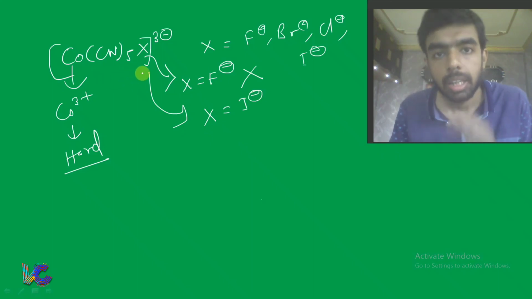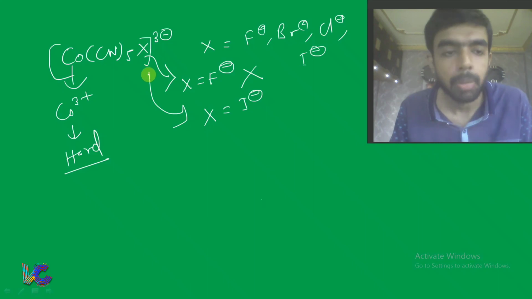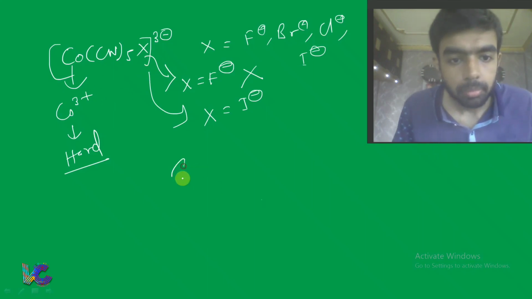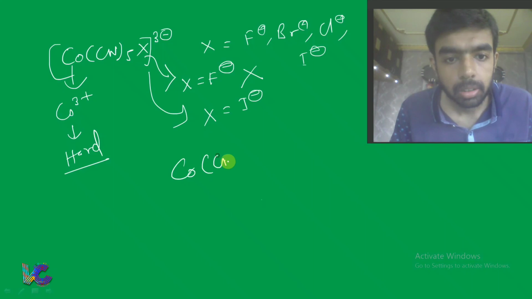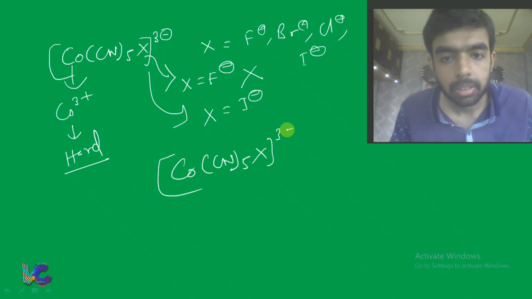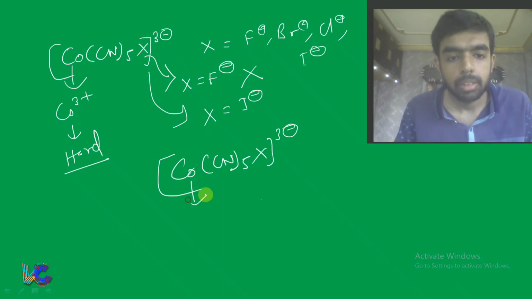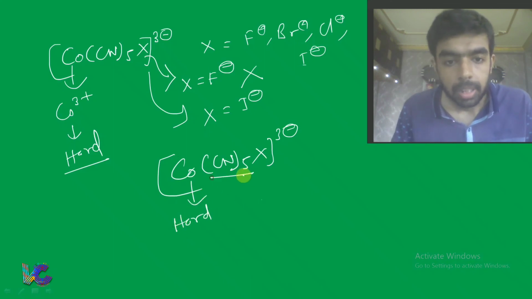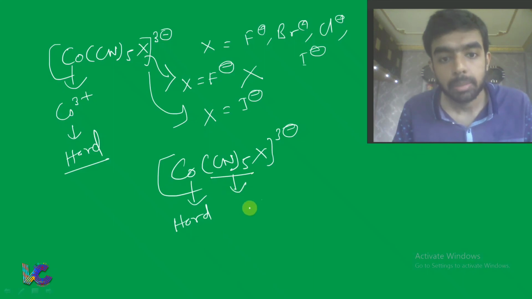Why? Again here is the case of symbiosis. Now see, the cobalt complex [Co(CN)5X]3-. Fine. Now cobalt is in +3 state, that is hard. But here 5 CN- is present. Now CN- is a very soft ligand.